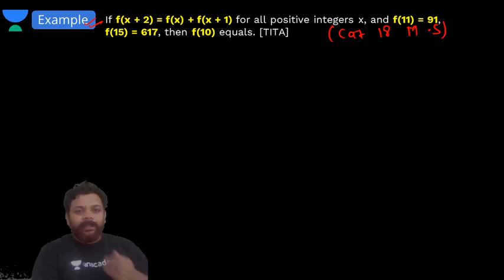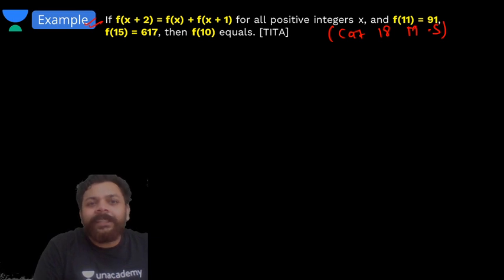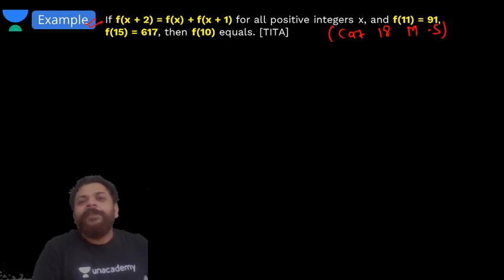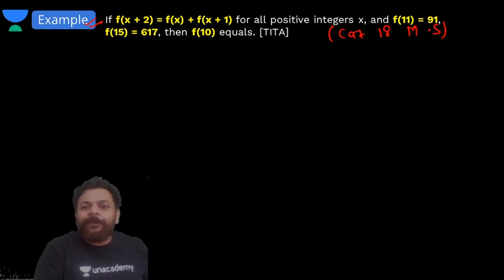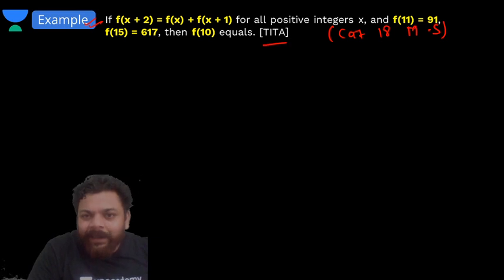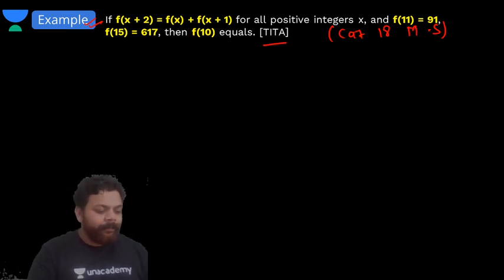The question is: if f(x+2) is f(x) plus f(x+1) for all positive integers x, and f(11) is 91, f(15) is 617, then f(10) equals what? And this was a TITA, that is, a type-in-the-answer question.